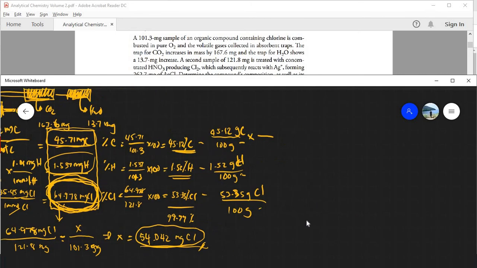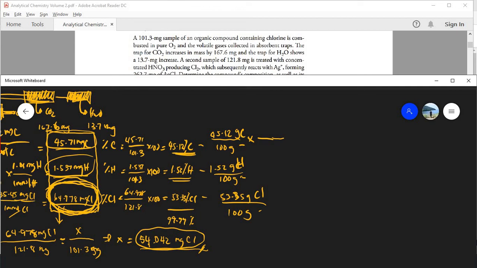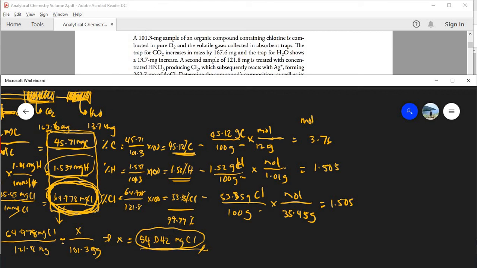To compute for the moles of carbon, we use 12 grams per mole. We just use the molar mass: 1.01 grams per mole for hydrogen, and 35.45 grams per mole for chlorine. This gives the moles of each element present in every 100 gram sample. Carbon is 3.76. Hydrogen is 1.52 divided by 1.01, that's 1.505. Chlorine is 53.35 divided by 35.45, that's 1.505. So now you have the moles of each element present for every 100 gram sample.